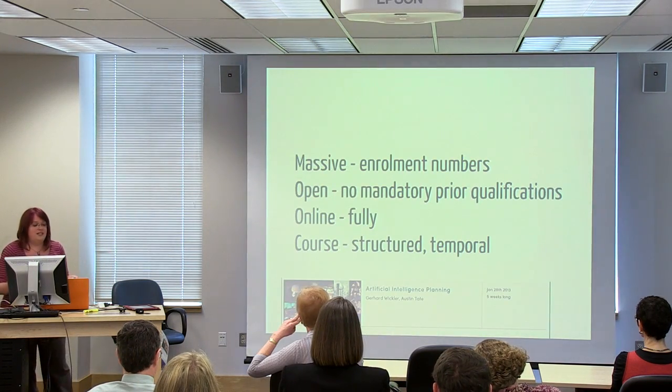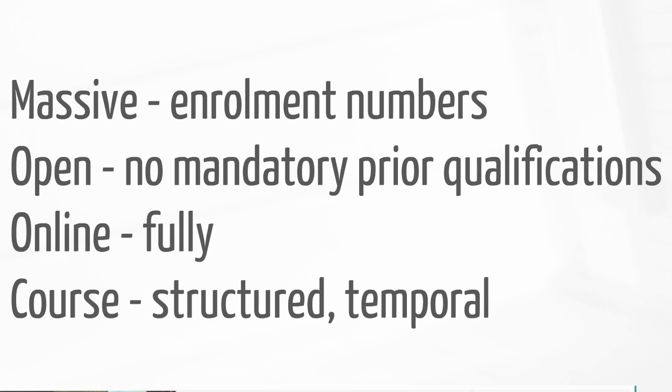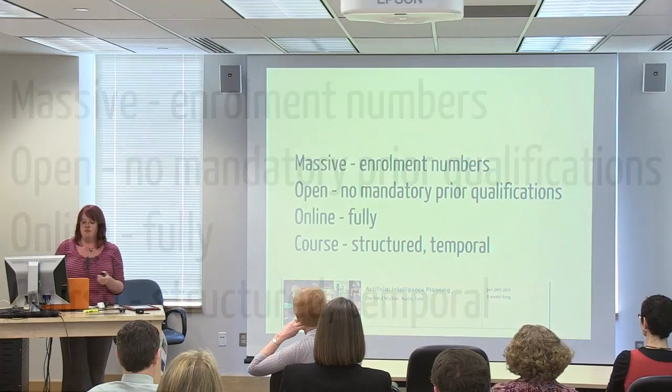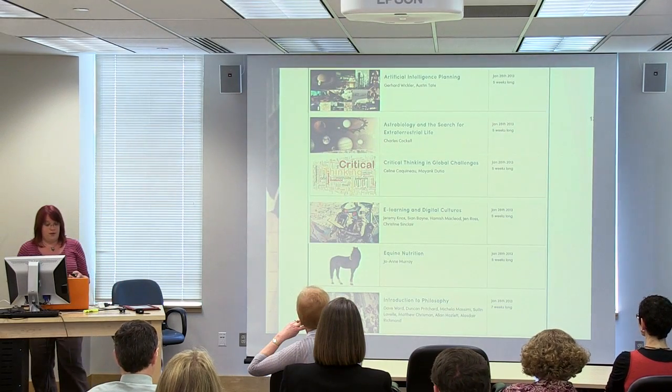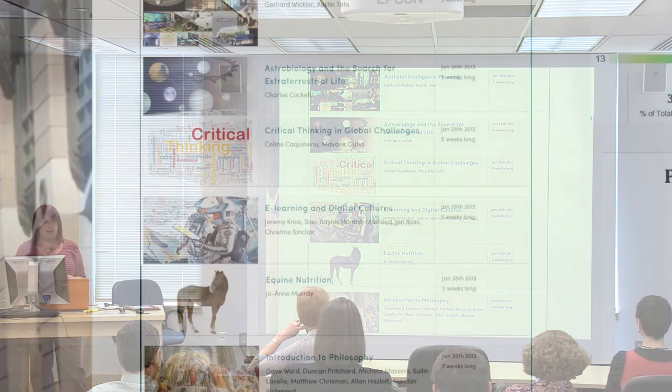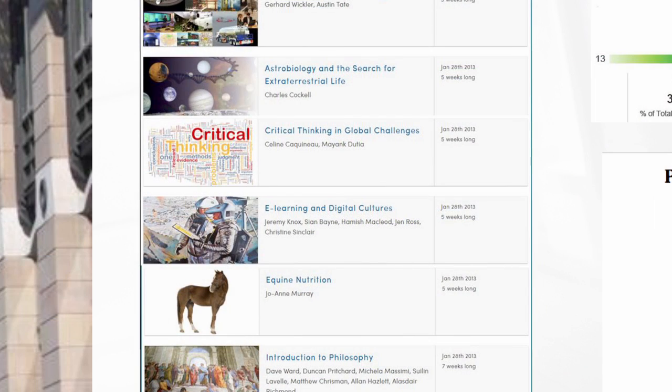So a MOOC is massive in terms of enrollment numbers. It's open, so there are no mandatory prior qualifications. Anyone can sign up. It's fully online, and what makes it different from an open educational resource is that it's structured and happens at a particular time. The University of Edinburgh ran 6 MOOCs on the Coursera platform back in February. These were the first 6 that we'd done, and Edinburgh was the first UK university to sign up to the Coursera platform.